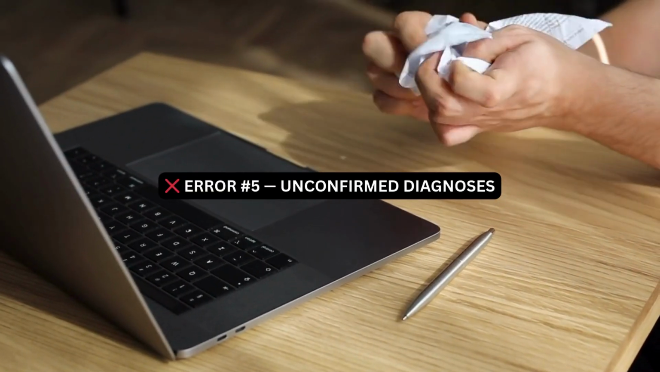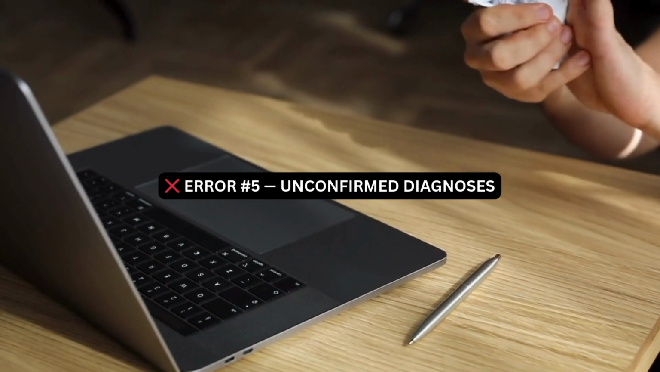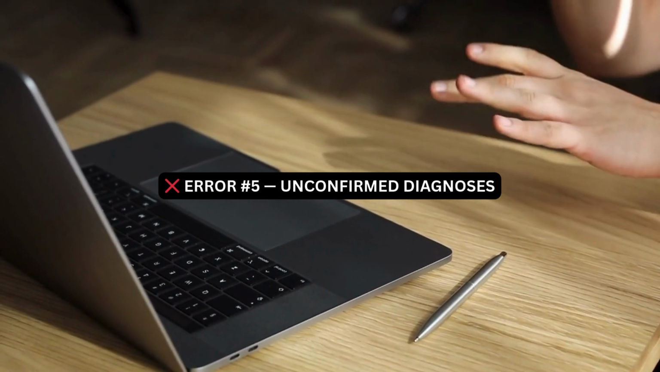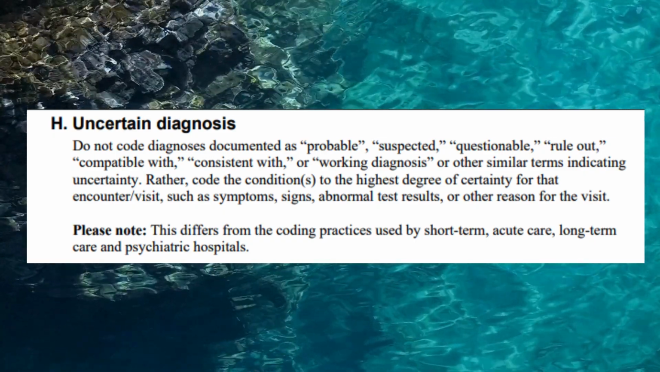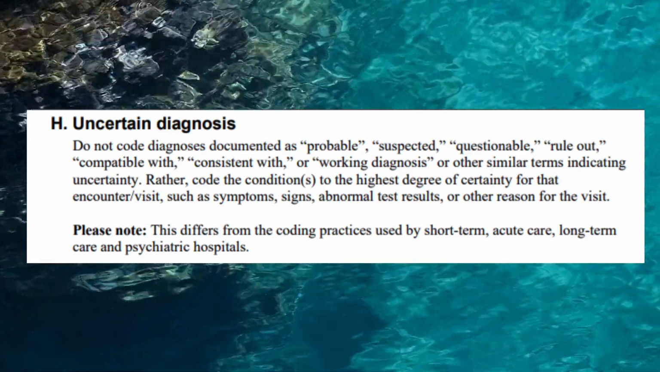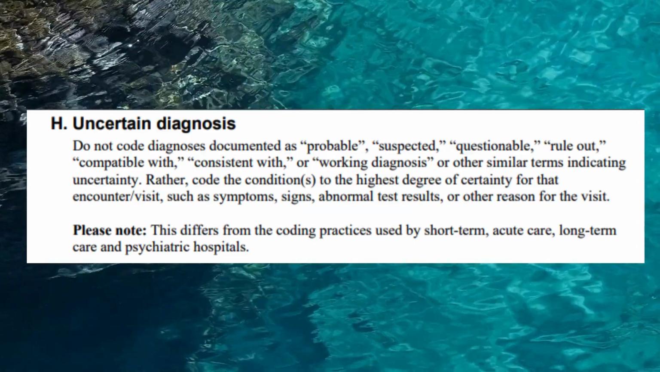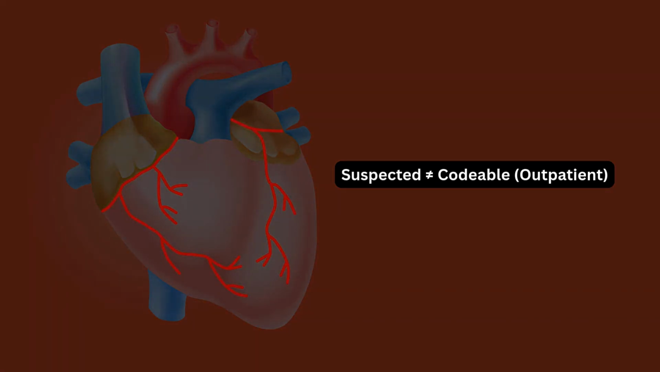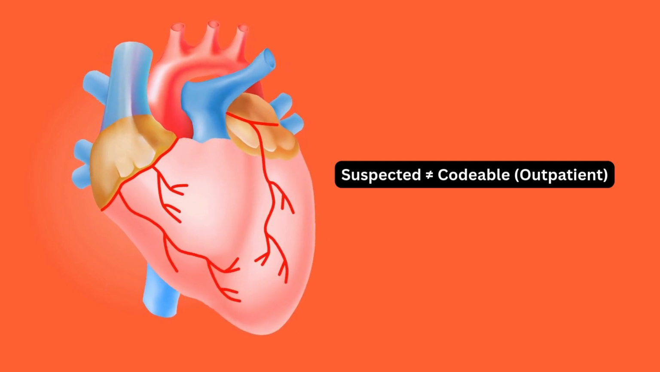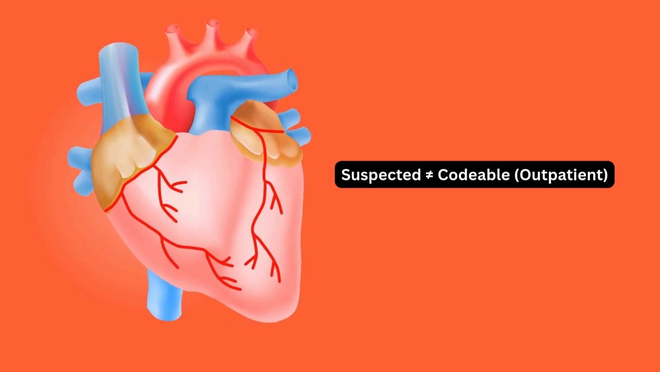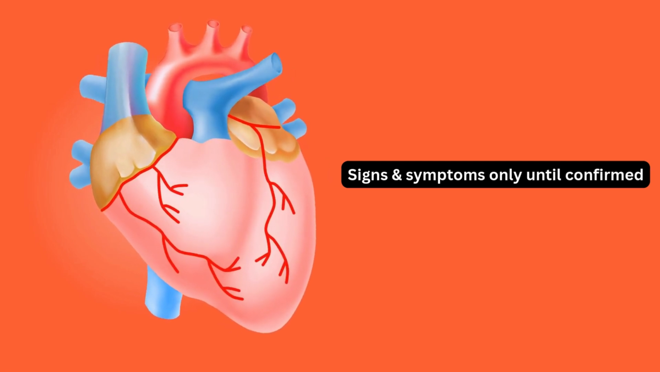Error number 5, unconfirmed diagnoses. In the outpatient setting, ICD-10-CM guidelines are very clear. Conditions documented as suspected, likely, possible, or consistent with cannot be coded. For example, the documentation says suspected congestive heart failure. This would not support I50.9. Until the diagnosis is confirmed, it should not be reported. Report signs and symptoms instead.